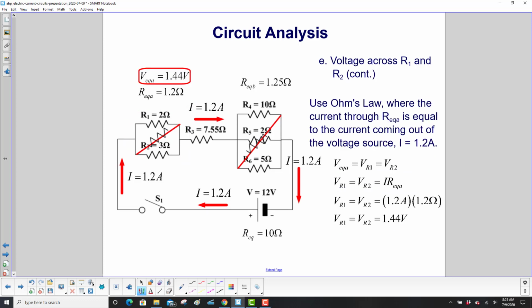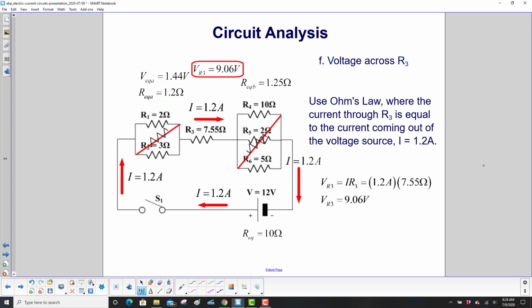Now we're ready to use Ohm's law, where we have the equivalent resistance, and we also have the current coming through the equivalent resistance, and that current is just this guy right here. So the voltage across the combination of the two resistors is equal to the voltage across either one of them, and that will equal I coming out of the battery times the equivalent resistance, right? This I right here and this equivalent resistance here. So the voltage drop across both of the resistors will be 1.44 volts, and that's highlighted right here in the red box.